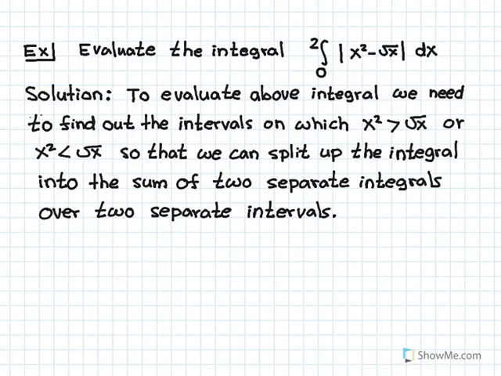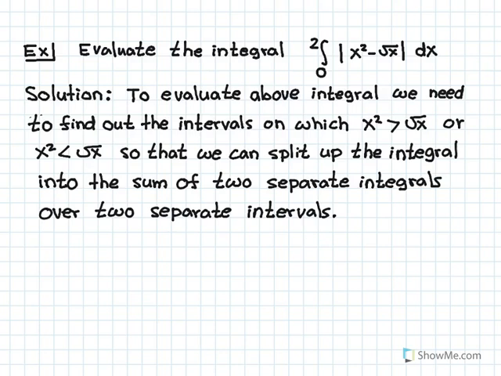All right, let's look at another example. In this question, we have to evaluate the integral from 0 to 2 of the absolute value of x squared minus root x dx. So the solution here is to evaluate the above integral, but to do that, we need to find out the intervals on which x squared is larger than root x or x squared is less than root x, so that we can split up the integral into the sum of two separate integrals over two separate intervals.